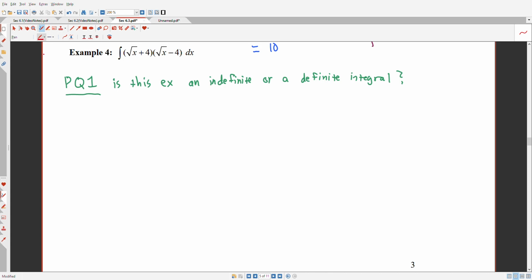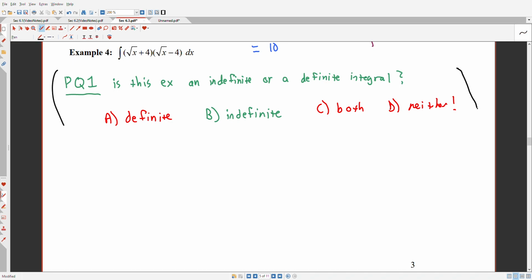And the answer choice A would say, oh, that's a definite integral. And the answer choice B would say that's an indefinite integral. And an answer choice C might say it's both. And answer choice D will say it's neither. Okay, all right.